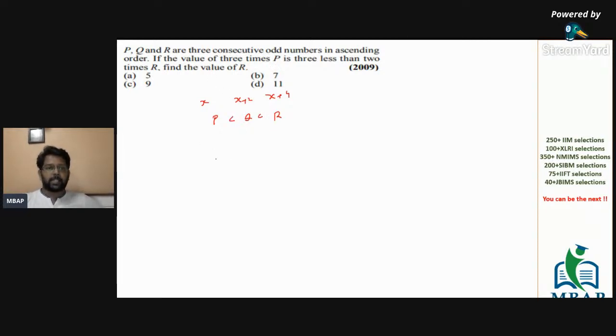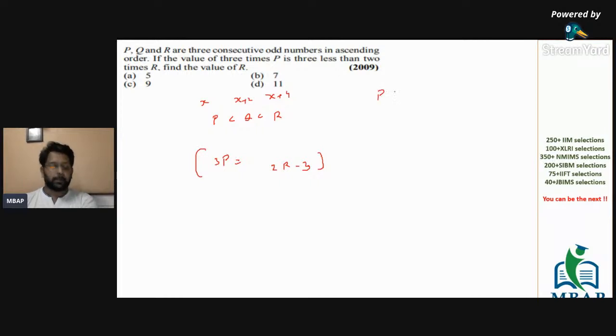It says the value of 3 times P is 3 less than 2 times the value of R. So 3P is equal to 2R minus 3 is what the question is about. I repeat, 3P is equal to 2R minus 3 is what you are looking at. And the question is to find the value of R.